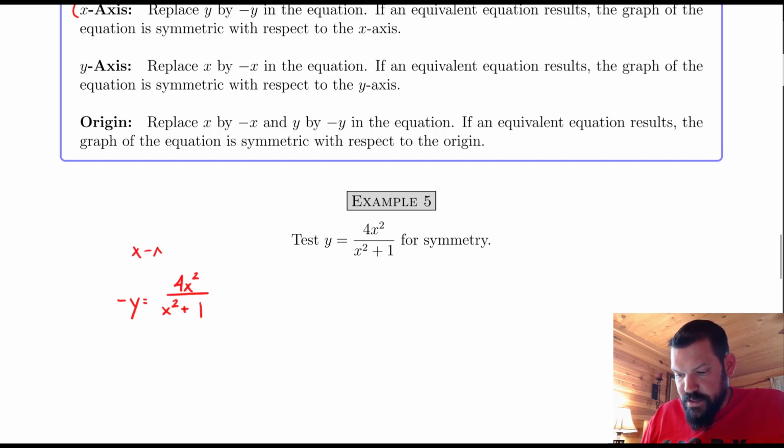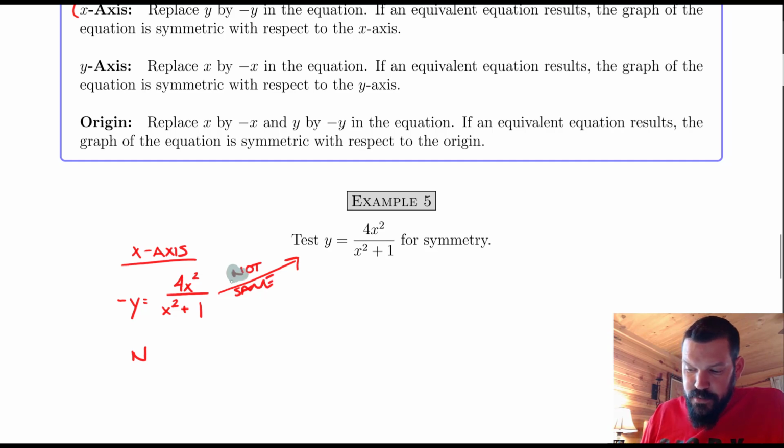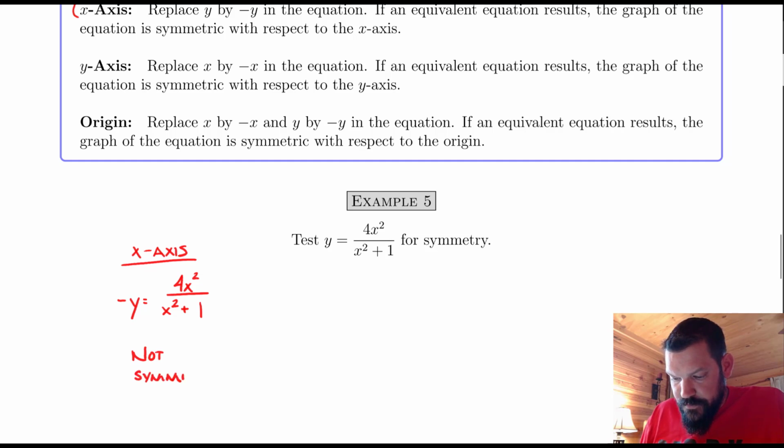Okay, so we're testing for x-axis symmetry. And if I look at that, this expression that I have written now, negative y equals 4x squared over x squared plus 1, is not the same as our original expression. That's pretty obvious. Sometimes there will be simplifications that will make it to where we'll see that it is the same expression. But in this case, we can clearly see it is not the same expression. These two are not the same. So that means it is not symmetric with respect to the x-axis. So we can just write not symmetric. That one was pretty straightforward.